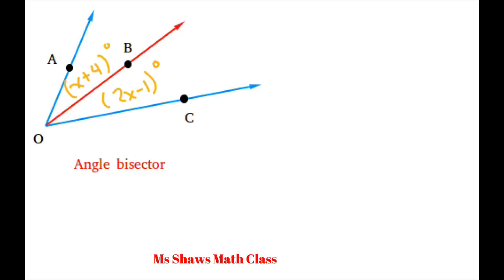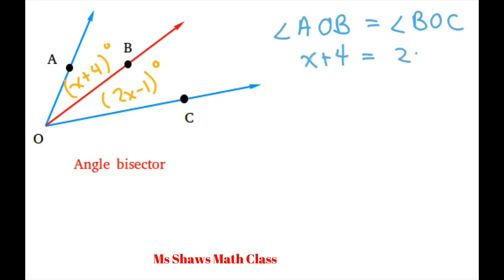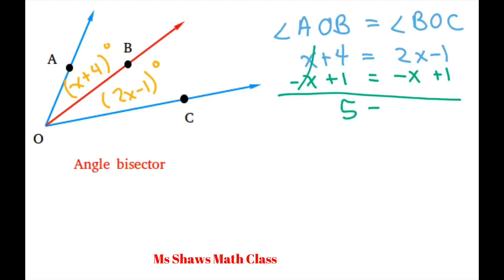Okay, and the last one is this one. Again, maybe you can try it on your own. We want angle AOB to equal angle BOC. So we have x plus 4 equals 2x minus 1. Now this one we subtract x from both sides and add 1 to both sides. So you have 5 equals 2x minus x is x. So our x is 5.